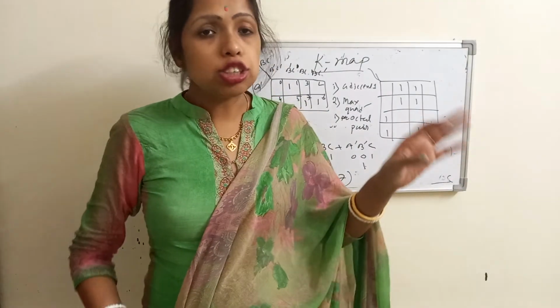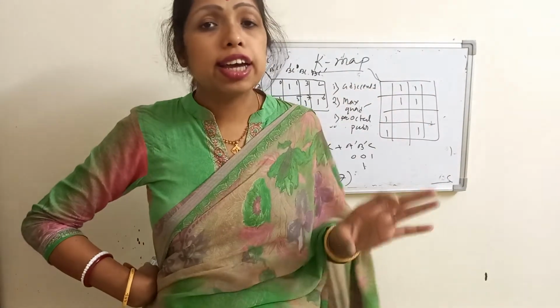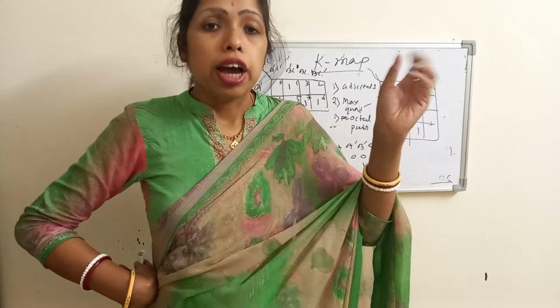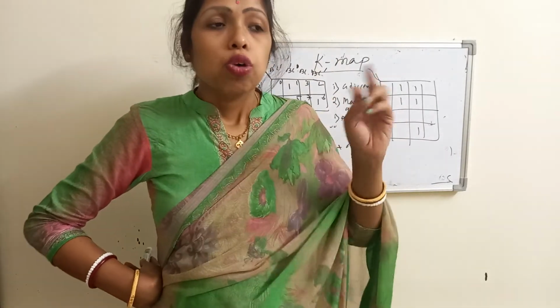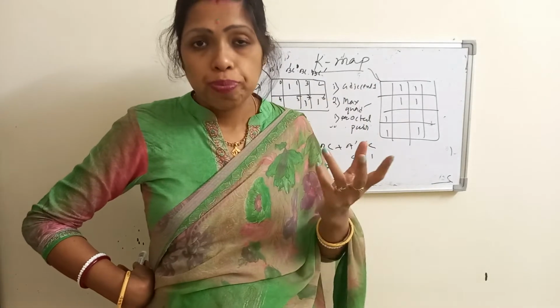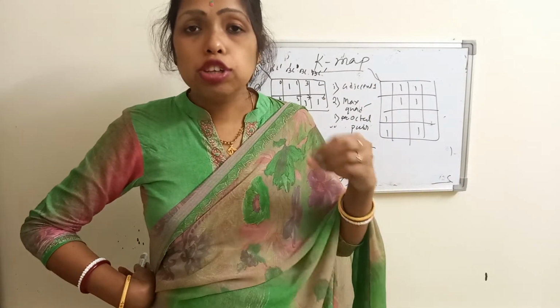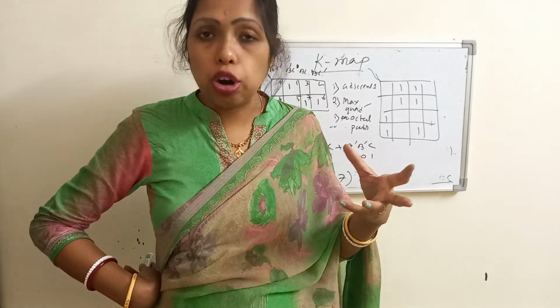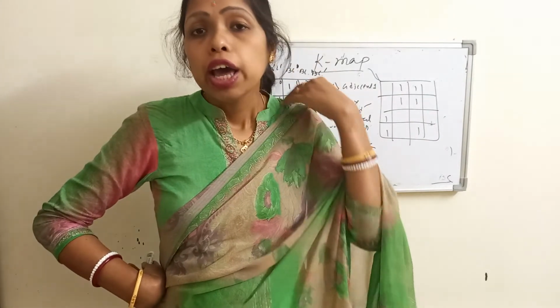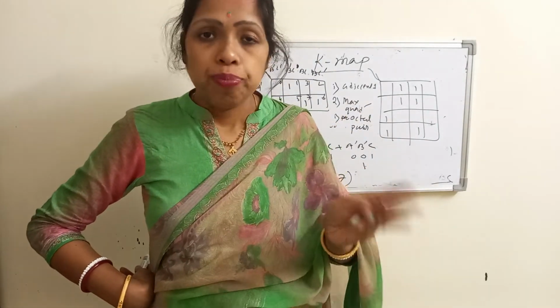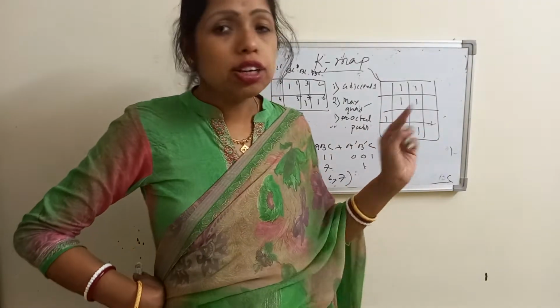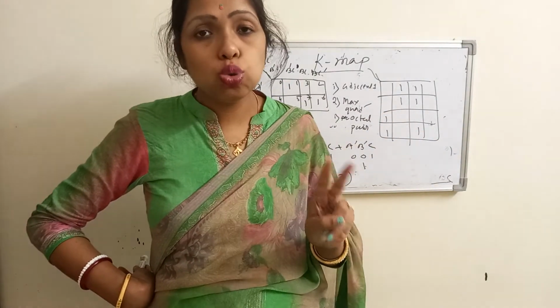First you have to check whether I can design an octal, octal means 8 ones, by using those adjacent ones or not. Next I have to check whether quad is possible or not. That means a quad should be designed by all 4 adjacent ones. Next, whether a pair is possible or not, adjacent two ones.